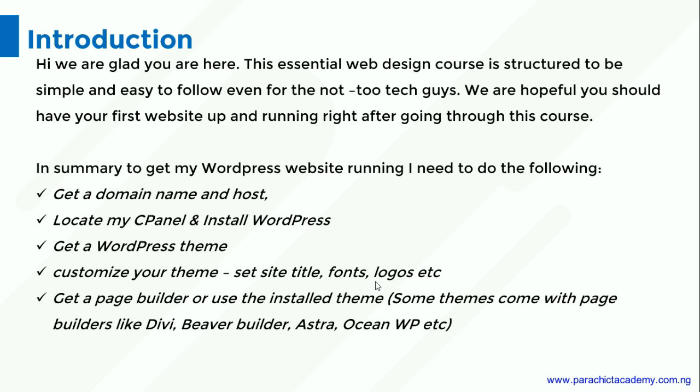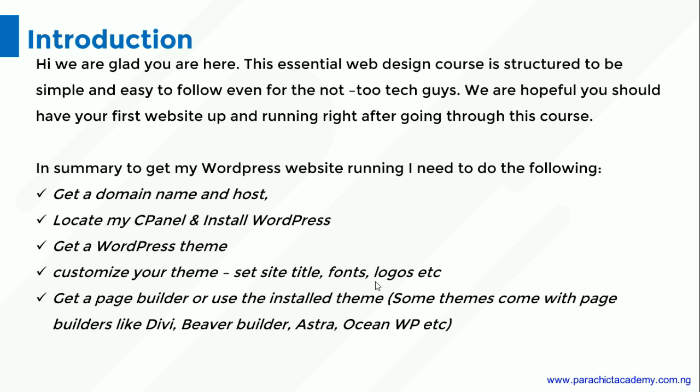So in summary, what are the things I need to get my website running? Like I've said, you're going to need to get a domain name and a host, and I'm going to explain all of that very briefly. You need to locate your cPanel, install your WordPress, get a theme, customize your theme, and get a page builder.